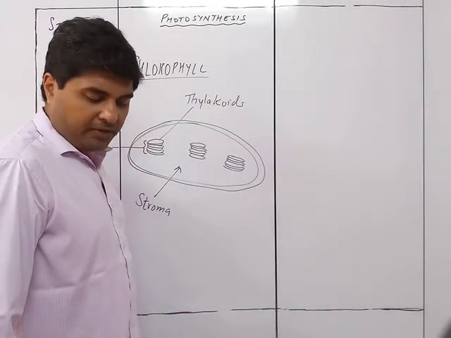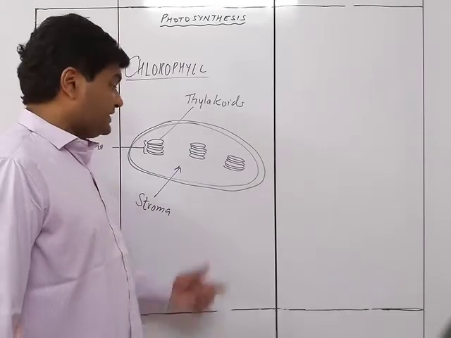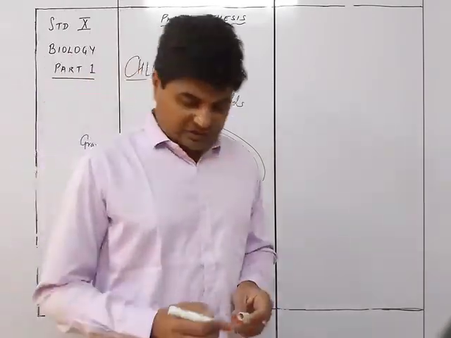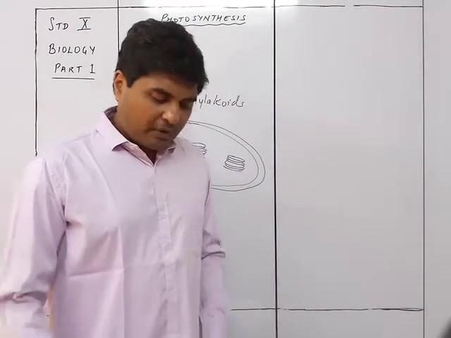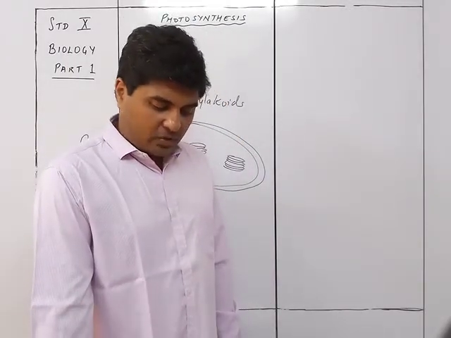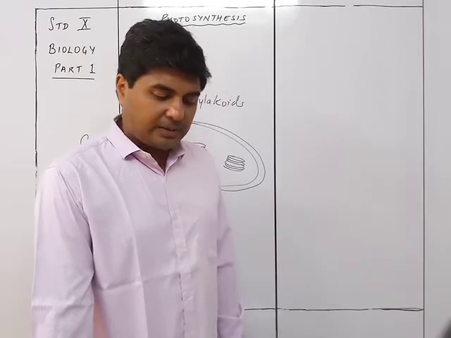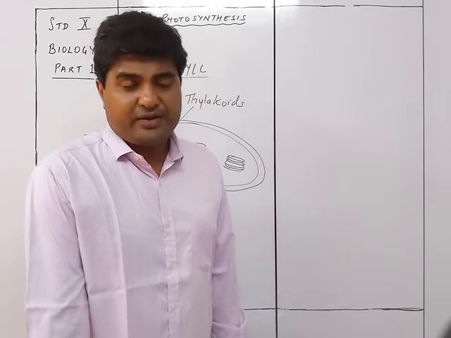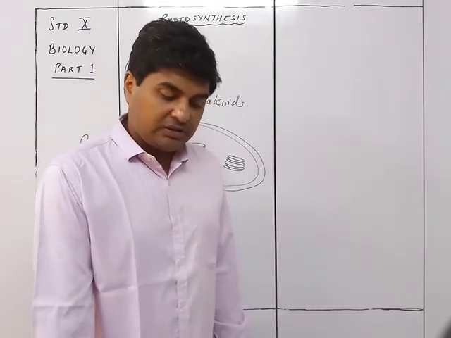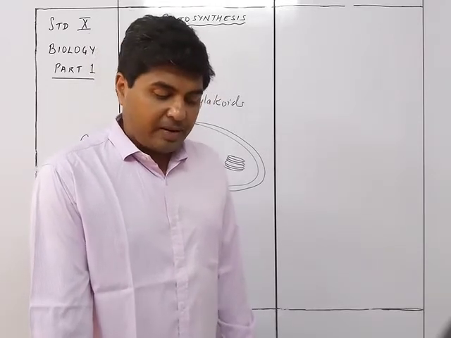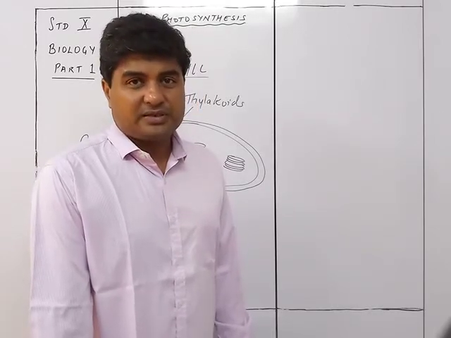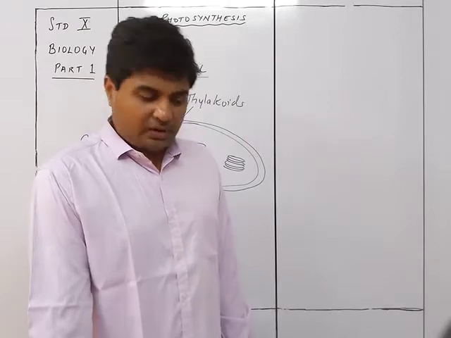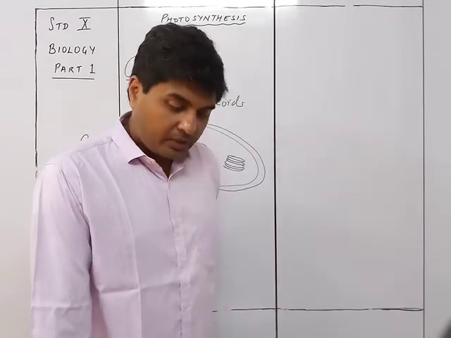Ordinarily, there may be 40 to 50 chloroplasts in a cell. Okay, and the pigment chlorophyll is contained in the walls of the thylakoid. It is a highly complex substance composed of carbon, hydrogen, oxygen, nitrogen and magnesium. These are the five elements which constitute the composition of chlorophyll. Of course, a very complex one.